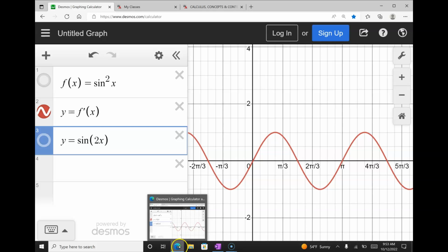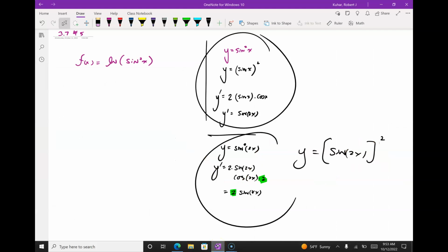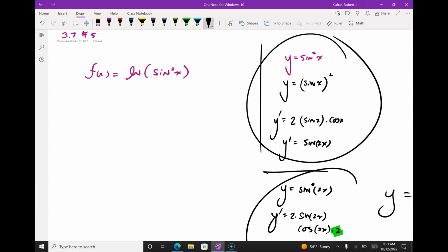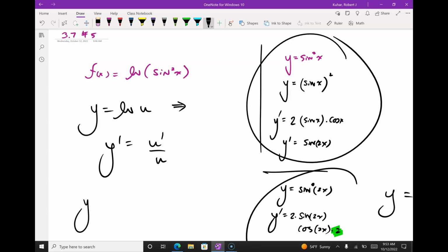Okay. Back to my problem. Ready? Here's my original problem. This is the one I want to work on. I have the formula y equals the ln of u gives me y prime equals u prime over u. So what do I have to find? U. I've got to find u. So I know it's over sine squared x, but what's the top part? What did we get as our derivative over here? Remember, I need u prime. What did we get as our derivative?